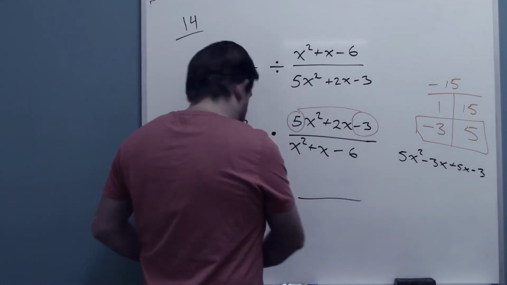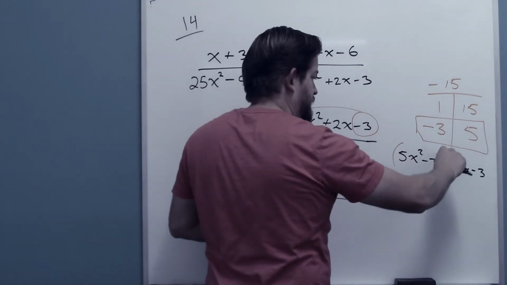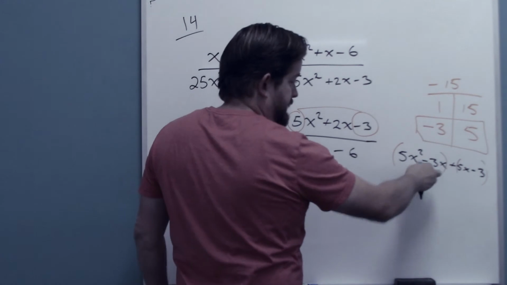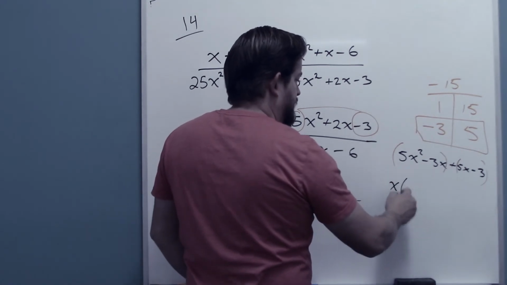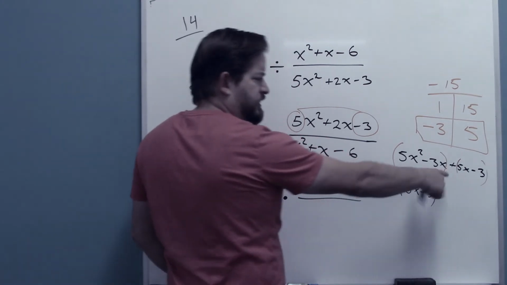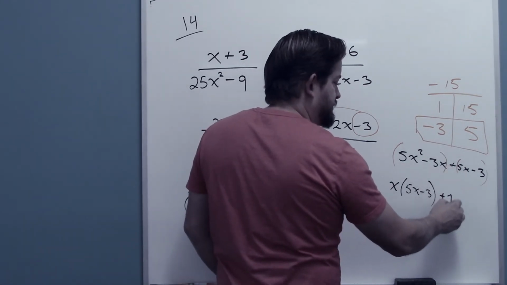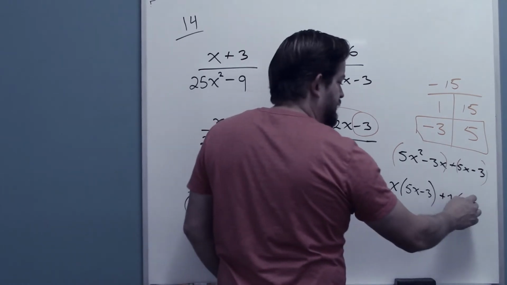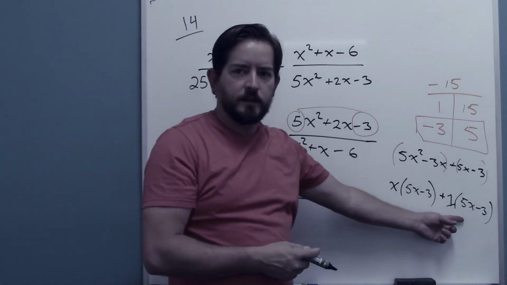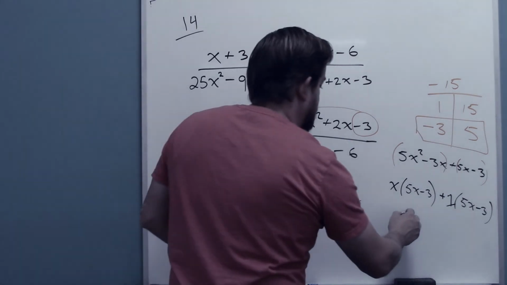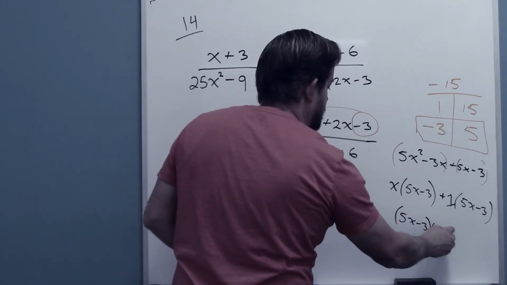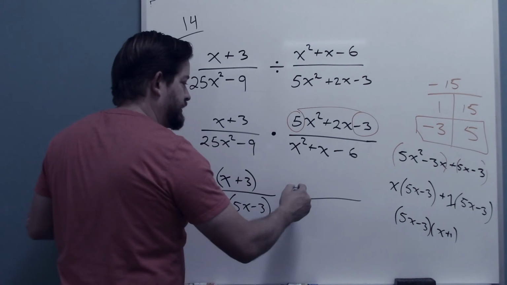Factor what you can out of the first group. I can pull an x out of there, so I get x multiplied by (5x minus 3). There's nothing to pull out of this one, so just pretend like you're pulling out a 1, and you've got a (5x minus 3). And now I've got this (5x minus 3) both here and here. I can pull that out. So this is (5x minus 3), and what's left is this (x plus 1). And that's my numerator here.